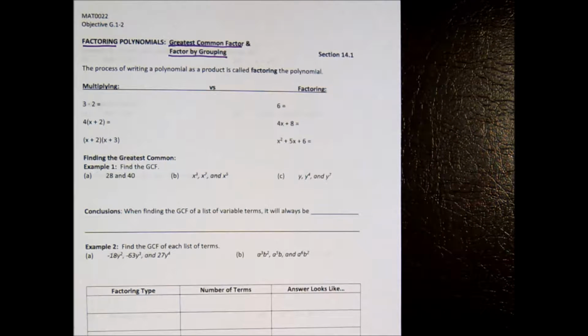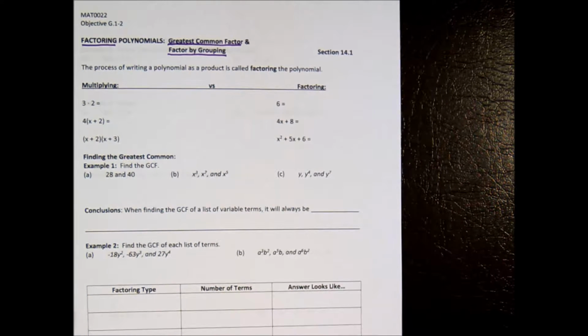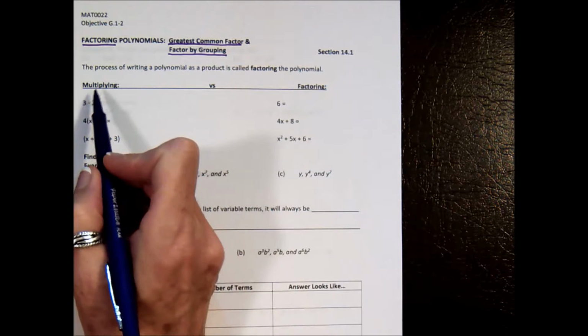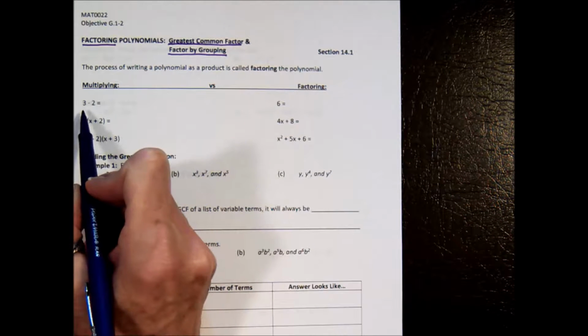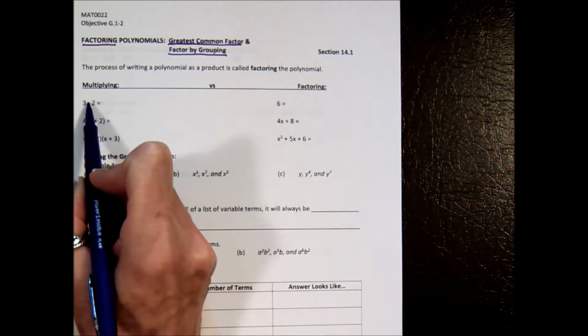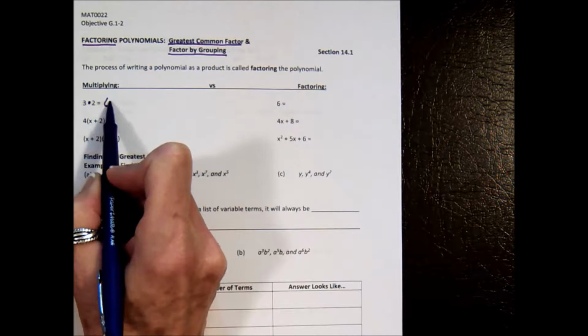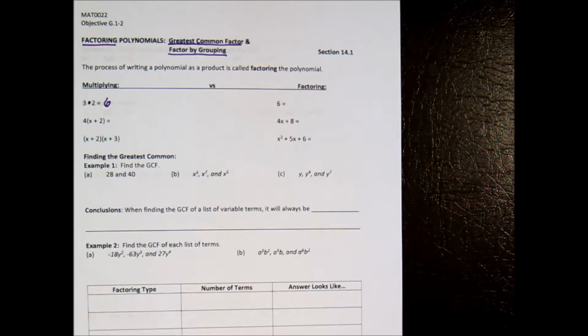So let's talk a minute first about what factoring actually means. And I think the best way to show you is to compare it to its opposite, which is multiplying. So let's drop down to a very low level, third grade. If you're multiplying, you would be given a problem, 3 times 2, and then you would write the answer as 6, and 6 is your answer.